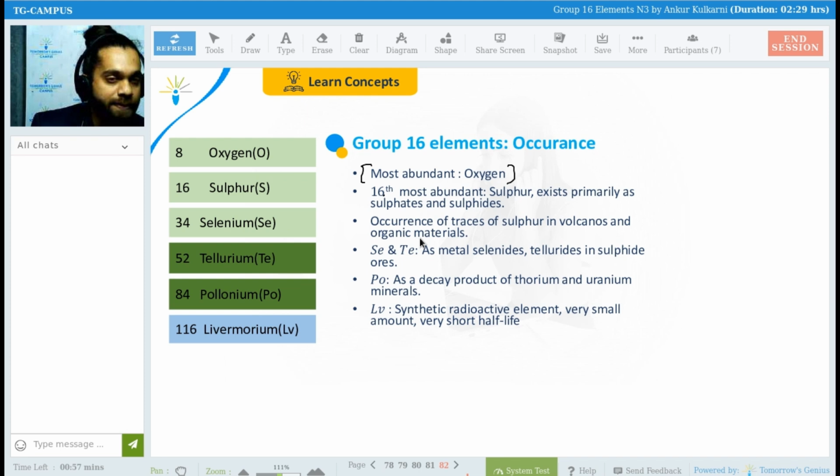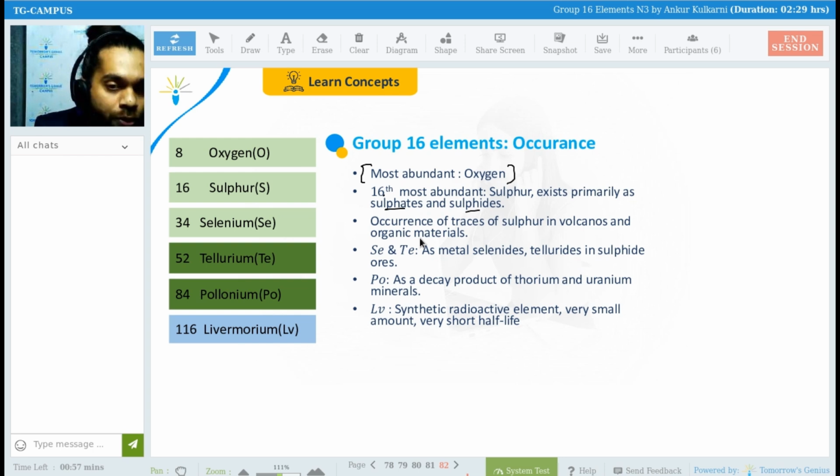What is the atomic number of sulfur? You can remember like this: 16th abundant and 16th atomic number. Sulfur exists as sulfates and sulfides. We will see all this in the reactions.